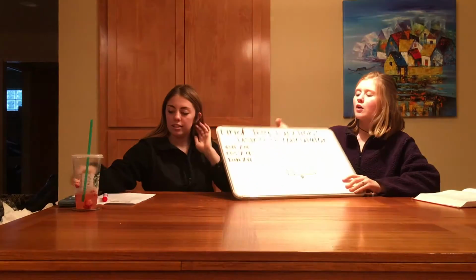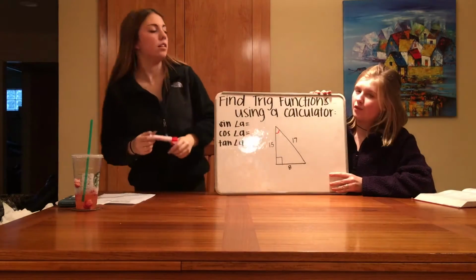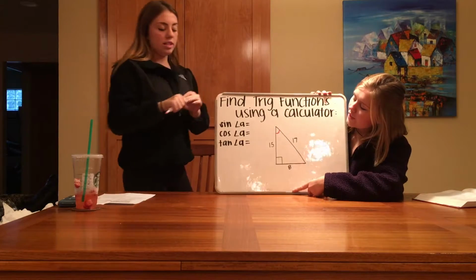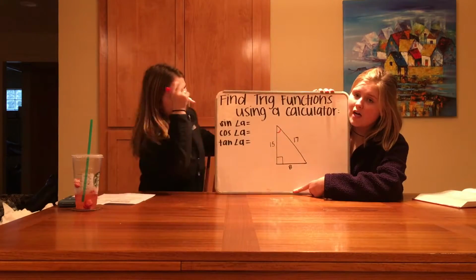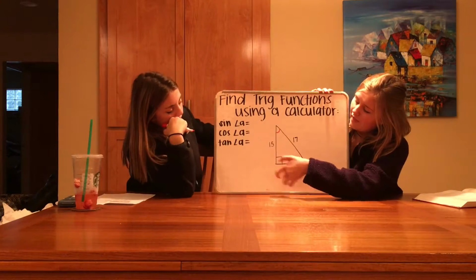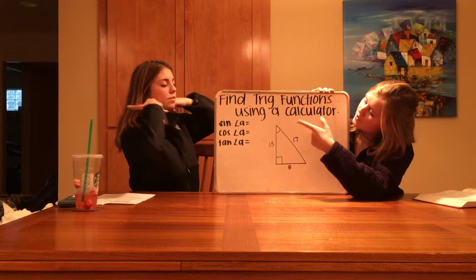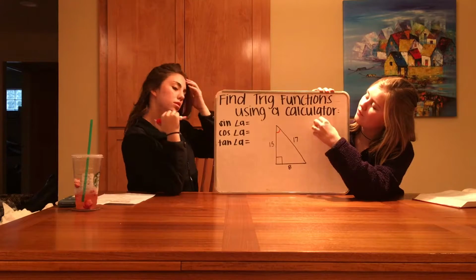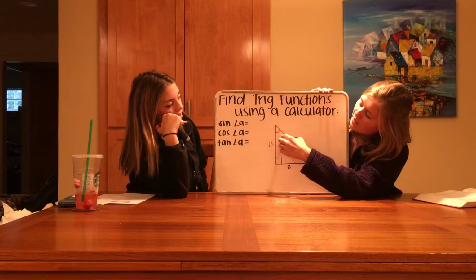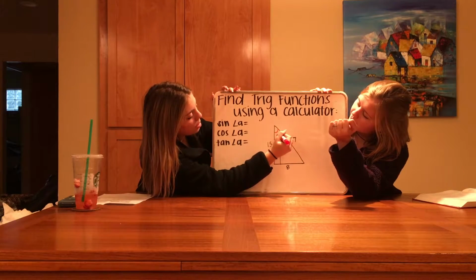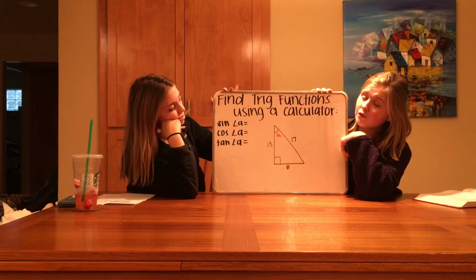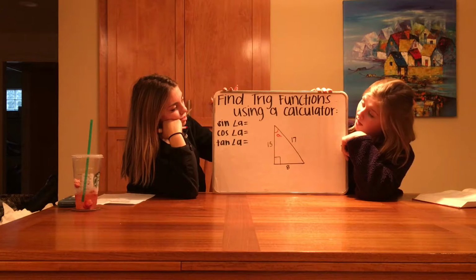Okay, so to start it off, before we show you how to use the calculator, we're going to start off with the basic triangle we've been using, which is our 8, 15, 17. So for this, we're going to find the trig functions using a calculator. This is going to be angle A. Let me just label it. And we are going to find the trig functions of angle A.